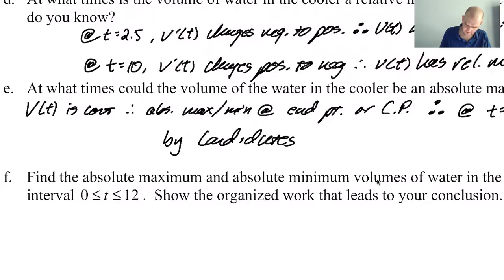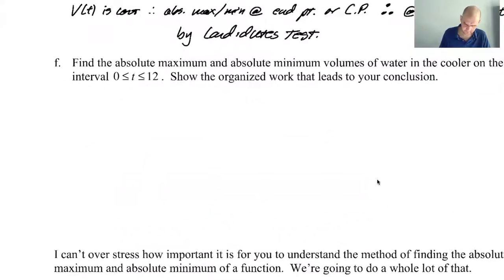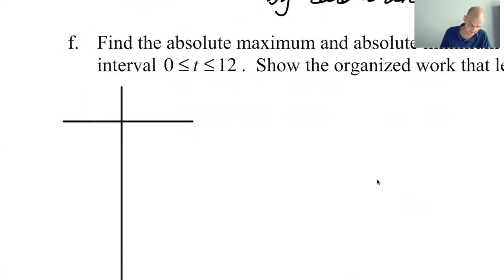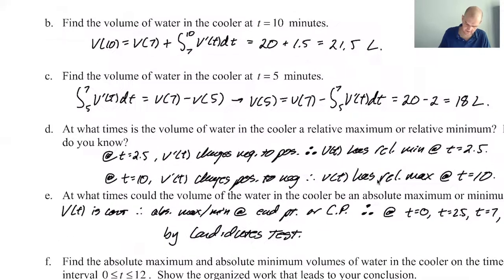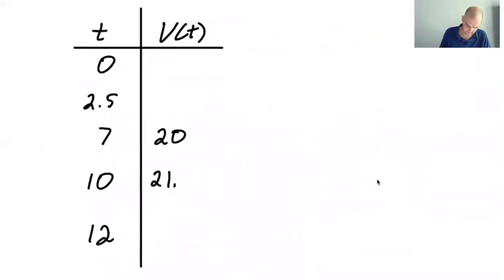In the next problem, we're going to actually do the candidates test. So we'll make a table. What we need to do is use that idea of displacement a million times. So let's say t and then v of t. There's going to be 0, 2.5, 7. At 7, we know it's 20. That was given. Then at 10 and at 12. I think we already figured out 10. Yeah, 10 was 21.5.